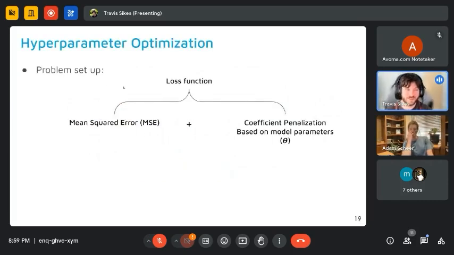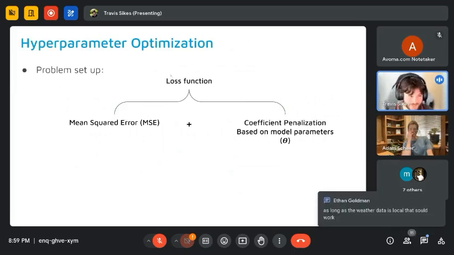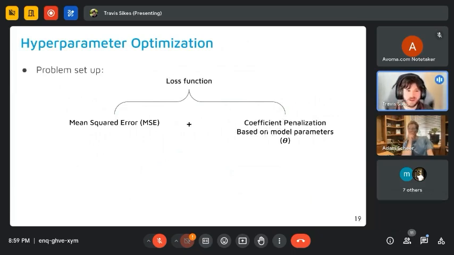So here's the problem setup. We have a loss function, and we have mean squared error. This is a general description, by the way, of an elastic net. Then we have some penalization on the coefficients based on certain parameters. There are two ways that we can penalize these coefficients: with an L1 or an L2. L1 is called a lasso regression. L2 is a ridge regression. What is the difference here? L1 is looking at the absolute value, whereas L2 is looking at the squared.